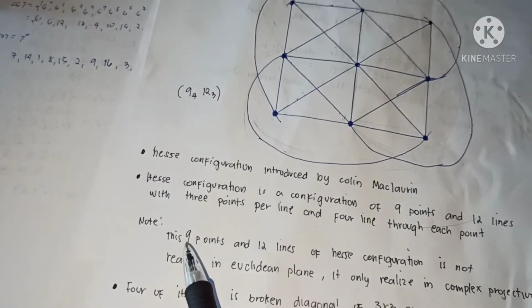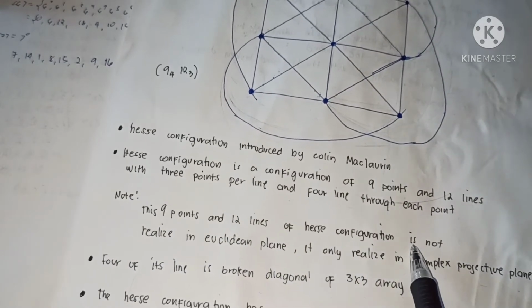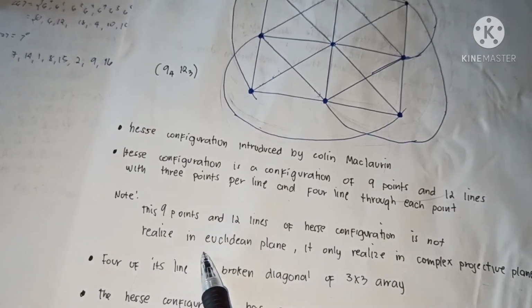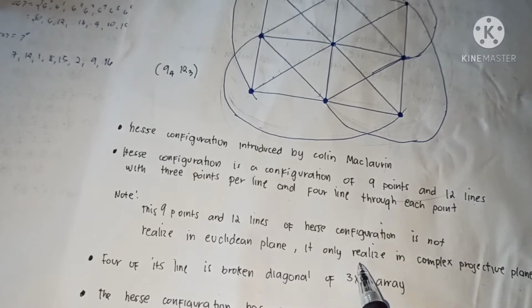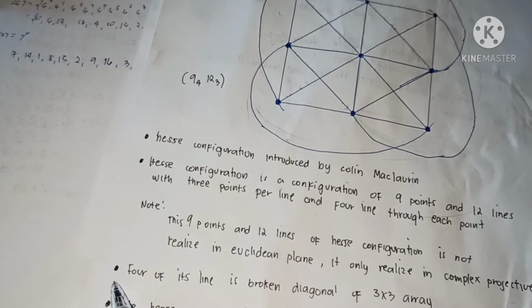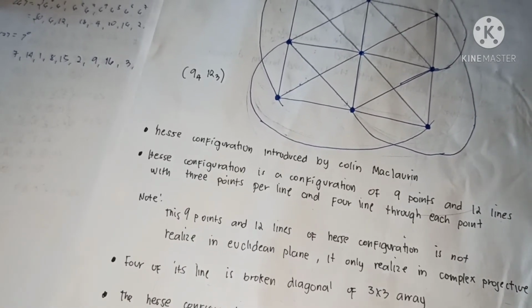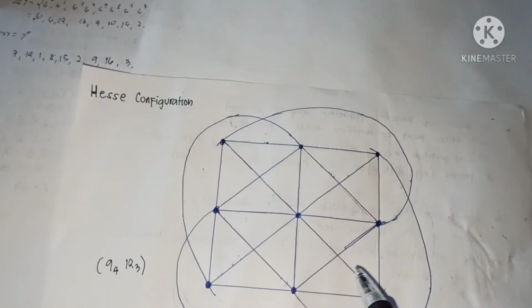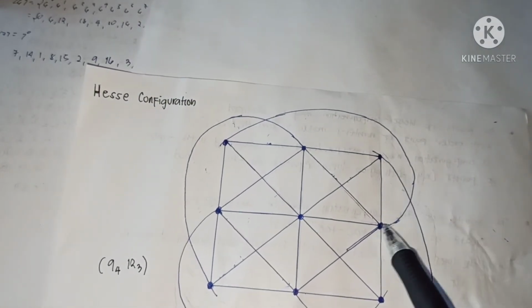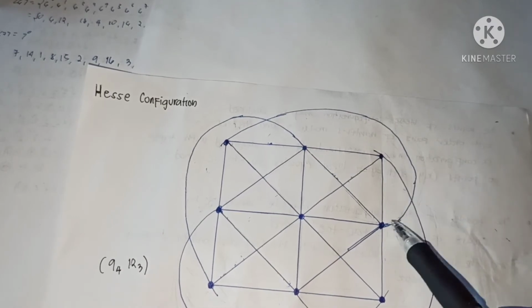Next, note these 9 points and 12 lines of the Hesse configuration are not realized in the Euclidean plane. It is only realized in the complex projective plane. Next, the 4 lines of each are broken diagonals of a 3 by 3 array, meaning these are the 4 broken lines of a 3 by 3 array.